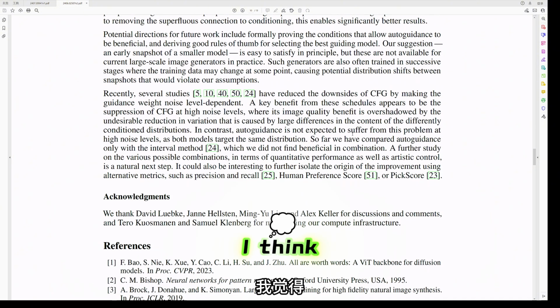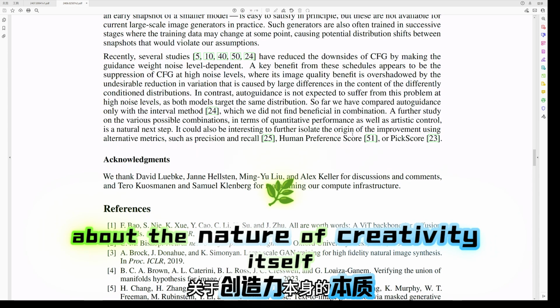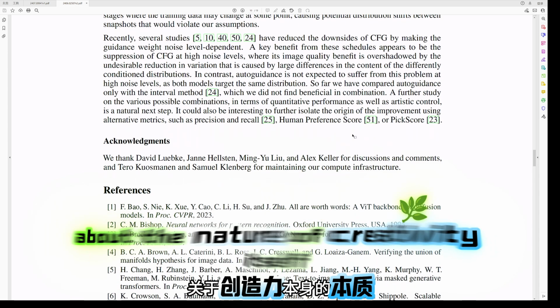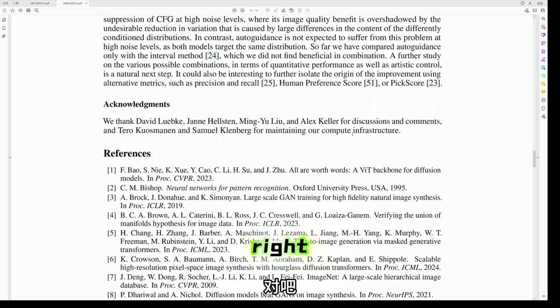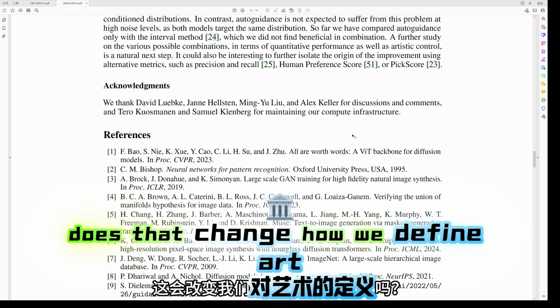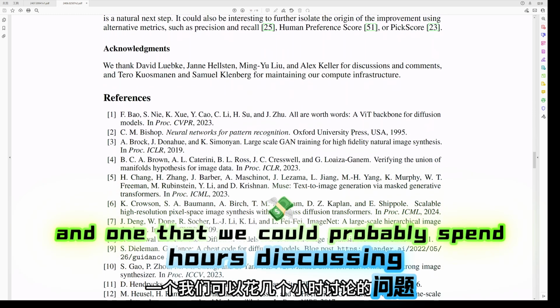But I think this research also raises some really big questions about the nature of creativity itself. Like, does the fact that AI can learn to be more creative change how we define art? That's a really complex question and one that we could probably spend hours discussing.